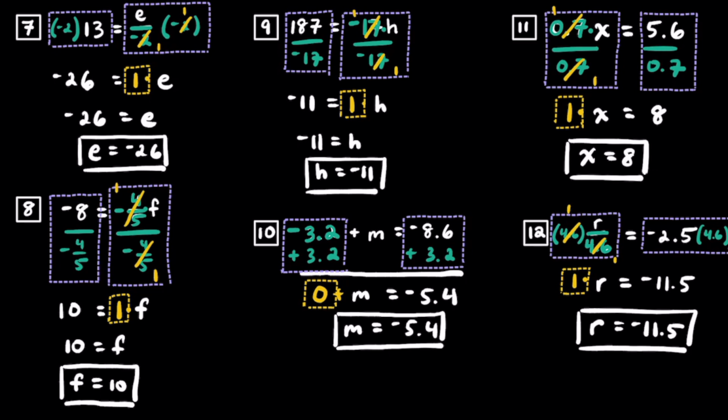And there you have 12 different examples of solving one-step equations that have positive numbers, negative numbers, fractions, and decimals.